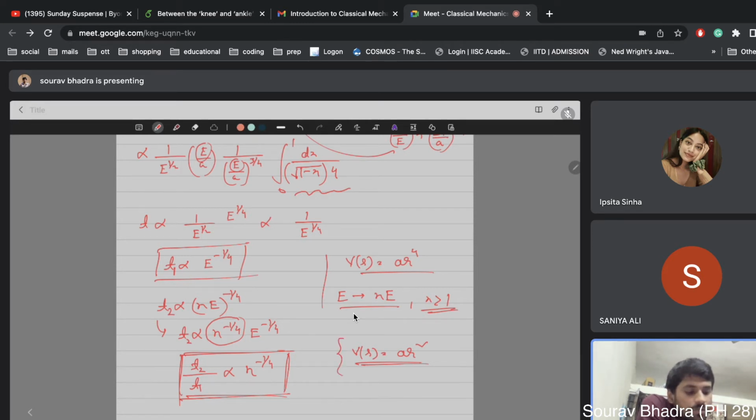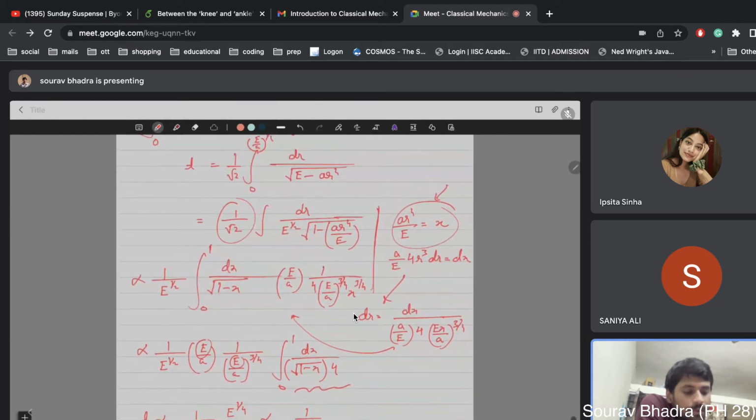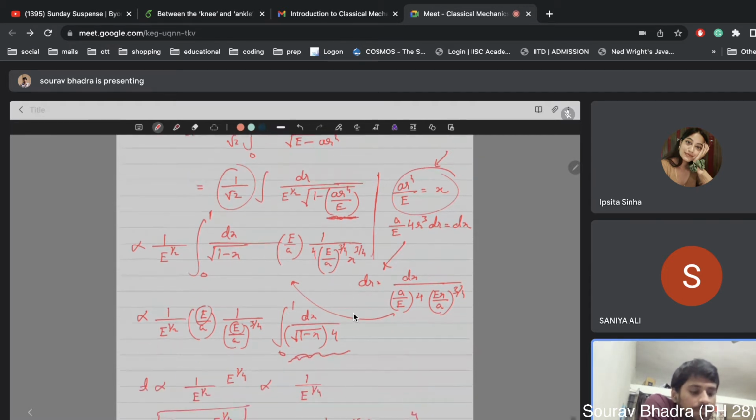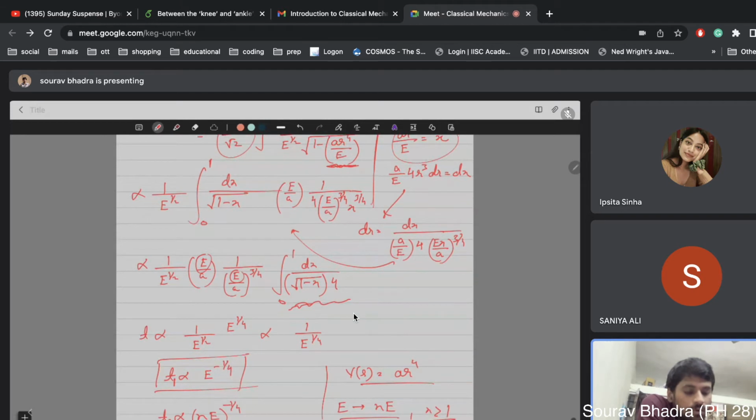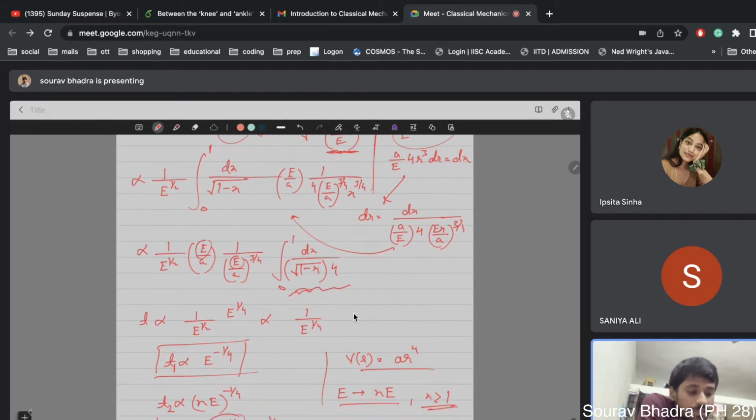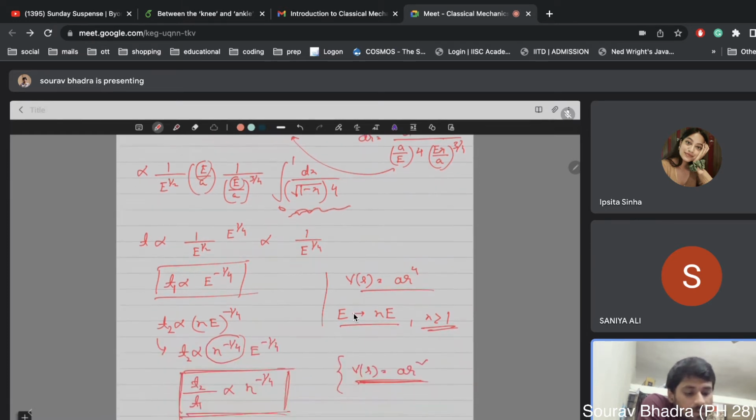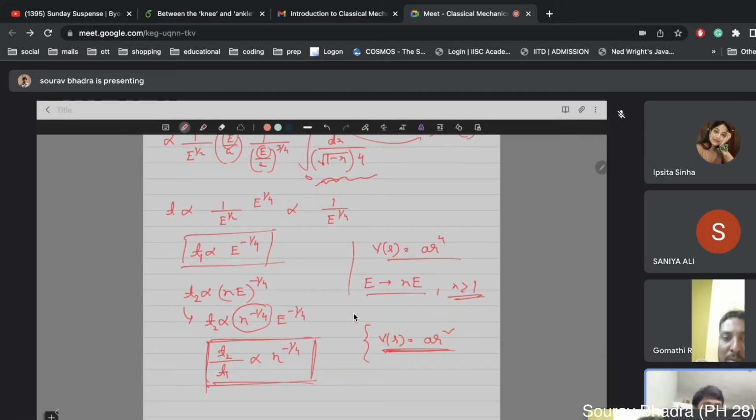So I will ask you to do a simple problem like this. The main problem is you have to make this particular form a dimensionless quantity, which I have taken as AR to the power 4 by E as x, and I have made the integration a dimensionless integration, which will give me a numerical value only. Then I can tell how the time period is dependent on the E, because in this integration there is no E term. Okay. So any question till now?